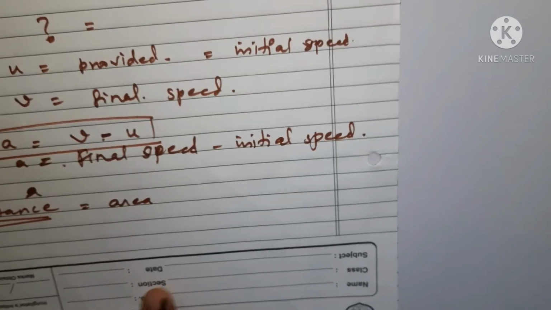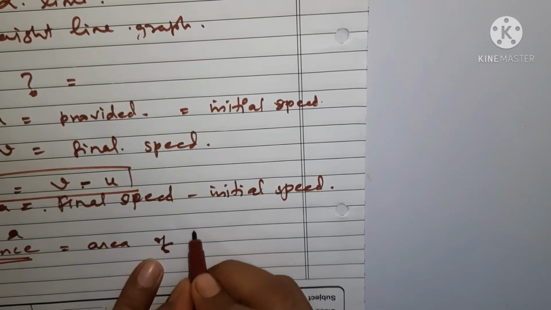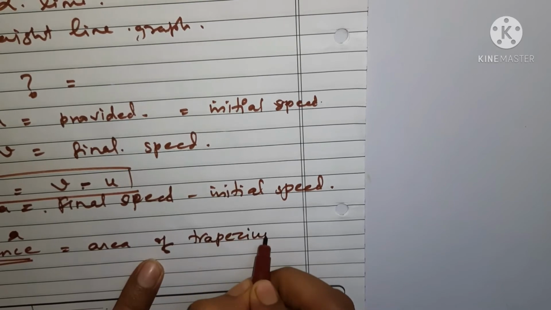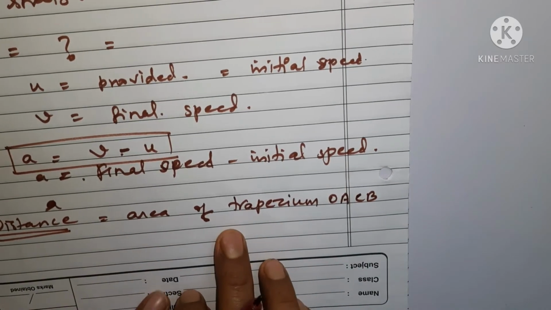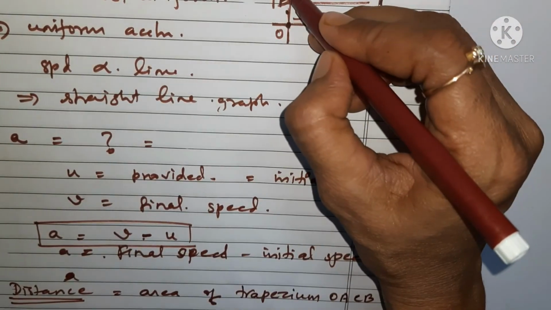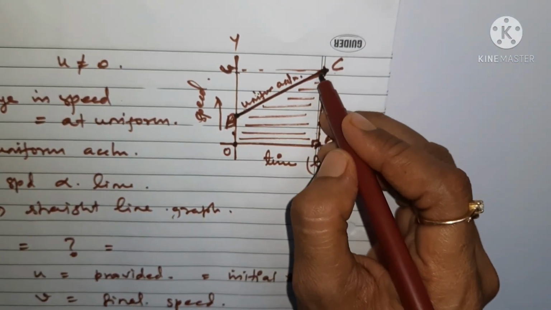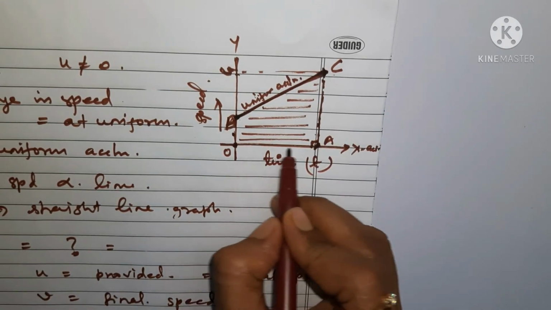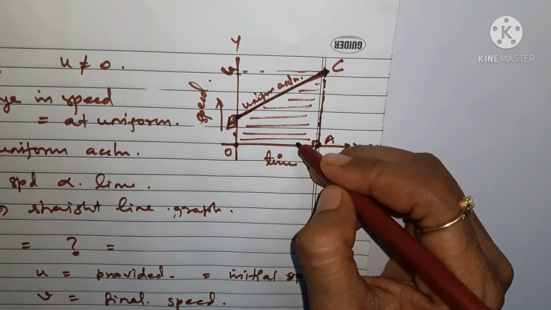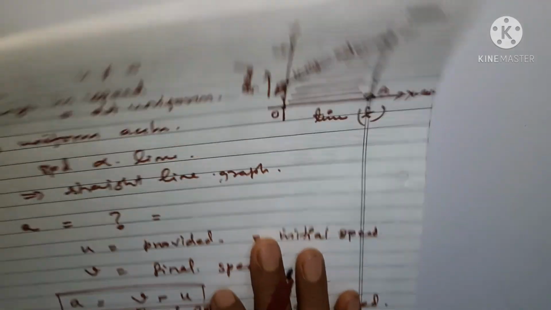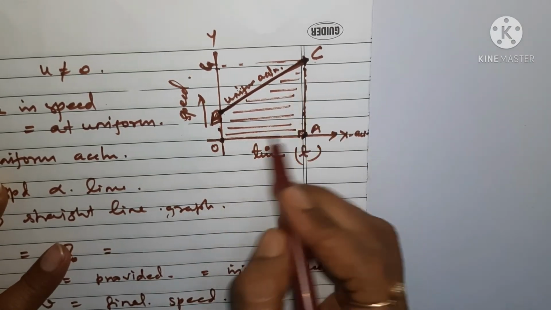Okay, so how to find the distance? Area of trapezium, and the trapezium is OACB. So distance covered will be taken out by the area covered by this graph, this straight line. The area covered by this straight line and the time axis, the area under these two lines, will give you the distance. After checking it out, you can see that this is the shape of a trapezium.